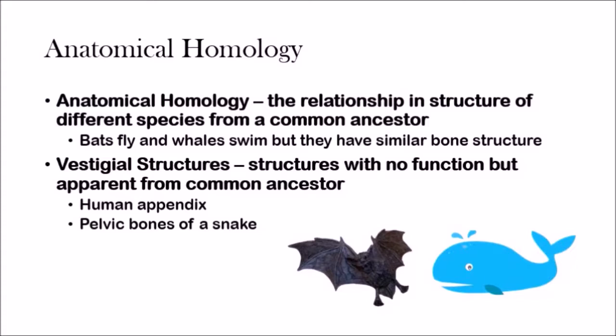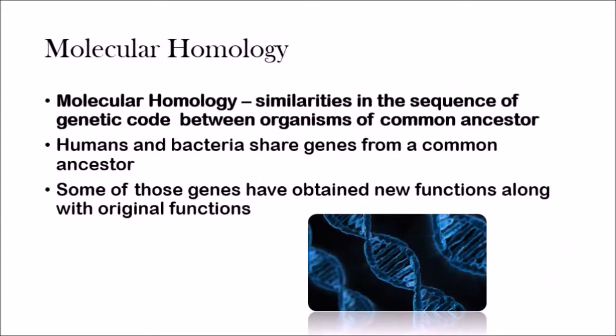Another important type of anatomical homology are vestigial structures. Vestigial structures are structures with no function, but they are apparent from a common ancestor. So, for example, the human appendix: somewhere down the line of evolution, one of our ancestors had an appendix. So because of that, all humans have an appendix. However, humans don't need an appendix, but it's still there because our common ancestor had it. Another example of a vestigial structure is the pelvic bones of a snake. One of the ancestors of a snake had pelvic bones, so all snakes have pelvic bones, even though they're completely useless to snakes.